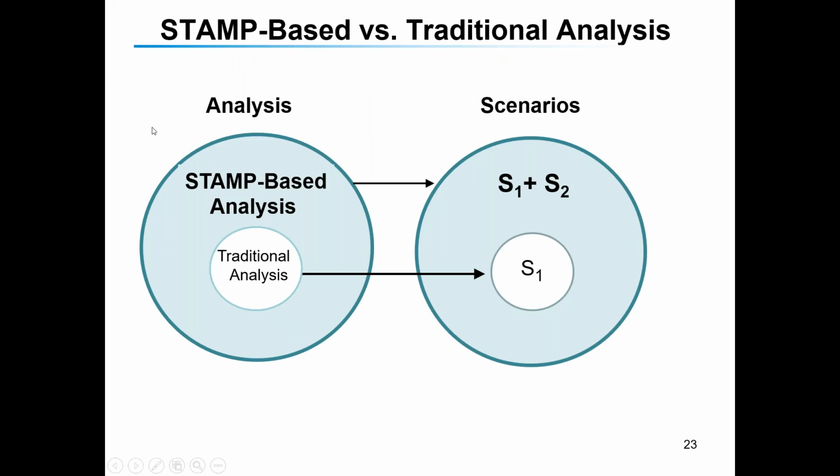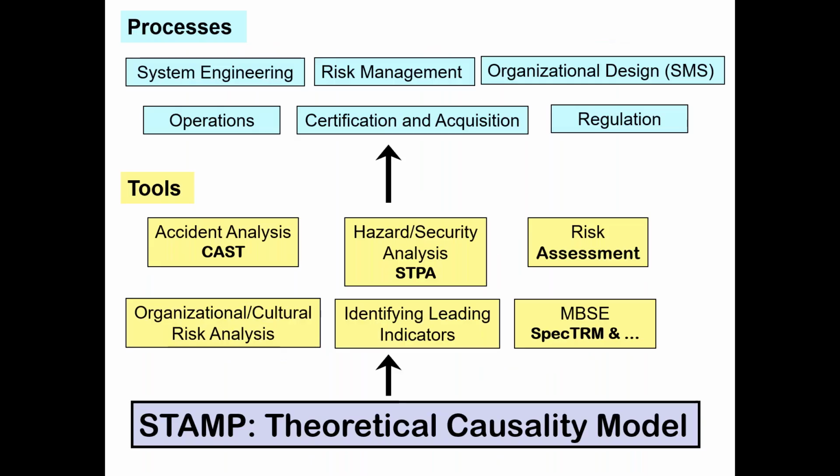And I just want to note that we're not losing anything in this change to this new paradigm. The traditional analysis on the left, you can see, is a subset of the STAMP-based analysis. The scenarios created in this analysis will include all the scenarios that are included in the past, but it includes more. And I'll give you some real world examples of where this has been shown to be true. We can show it mathematically too.